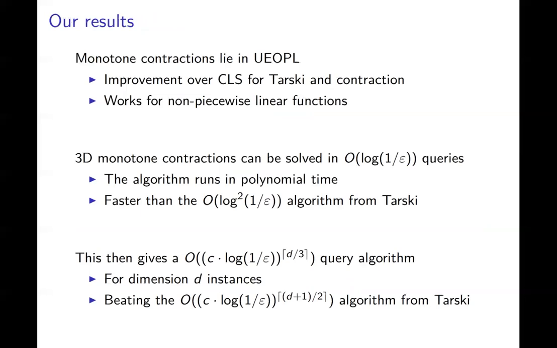As a summary of our results, we have shown that monotone contractions lie in UEOPL, which is an improvement over the previous containment results in CLS for Tarski and contraction independently, and also works for non-piecewise linear functions. And 3-dimensional instances of the monotone contraction problem can be solved in a logarithmic number of queries using the smart binary search and bound transfer ideas that we suggested previously, in polynomial time. And this is faster than the log squared algorithm of Tarski, as well as giving a log to the power of d over 3 query algorithm for d-dimensional instances, beating the (d+1)/2 exponent of Tarski.